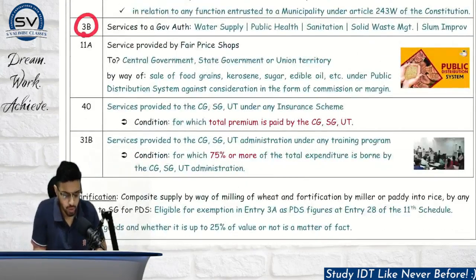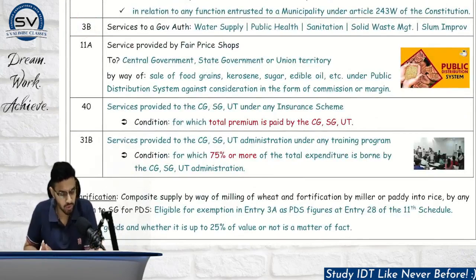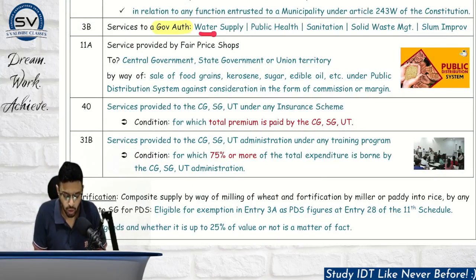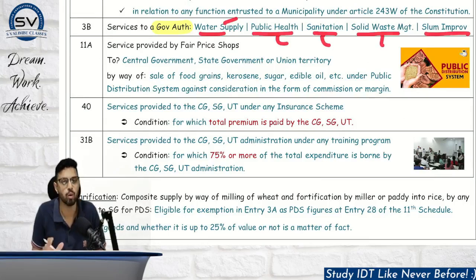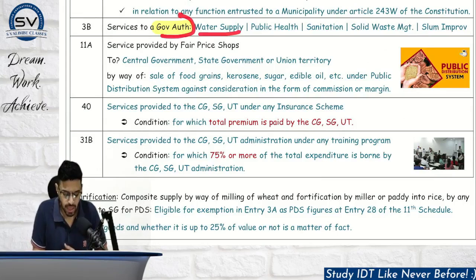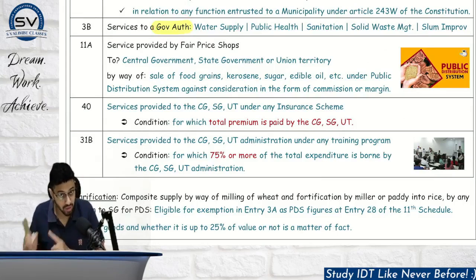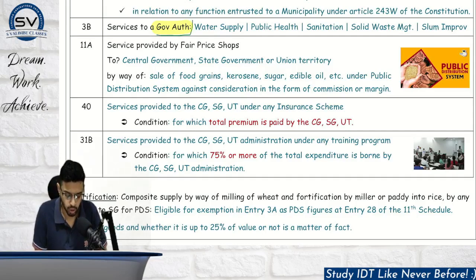Entry number 3B, this was newly added from your May 24 attempt. Services to a governmental authority. Now, point to be noted. Here we say governmental authority. So, to a governmental authority, what? Water supply service, public health, sanitation, solid waste management, slum improvement. So, these basically are provided to a governmental authority, not government directly, but still will enjoy exemption. Now, you have to mark this point, governmental authority.